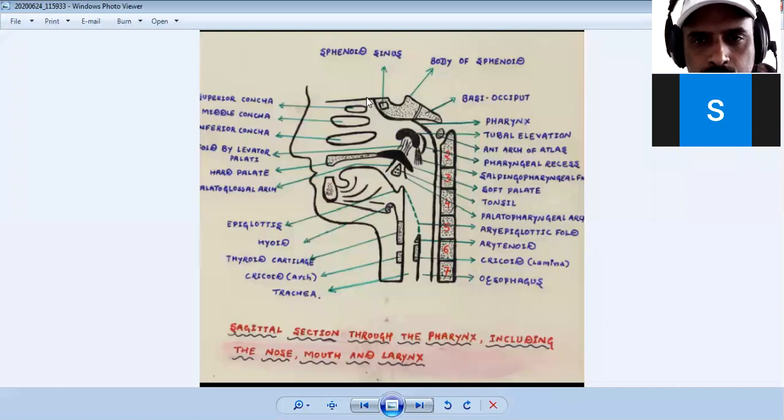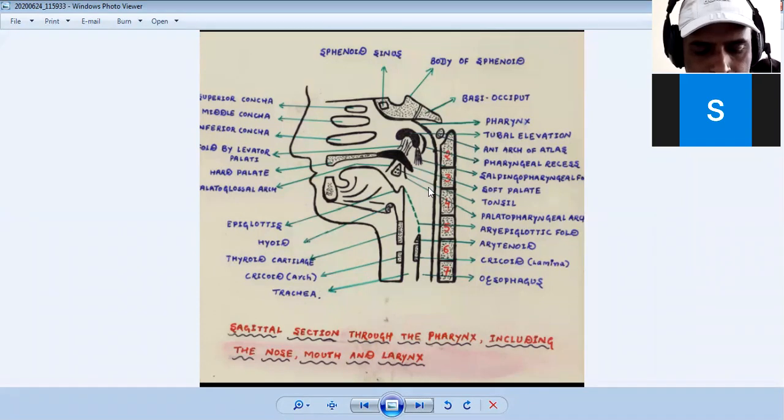So what I have told: the superior boundary is the base of the skull, body of the sphenoid bone, and basilar occiput. Inferiorly, it continues as the esophagus at the lower border of the cricoid cartilage. You have to remember. Then posteriorly, the pharynx glides over the prevertebral fascia, separating it from the cervical vertebrae. Anteriorly, it communicates with the nasopharynx, oropharynx, and laryngopharynx. The anterior wall of the pharynx is incomplete. You have to remember that.